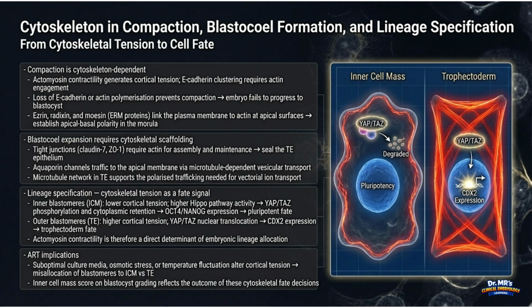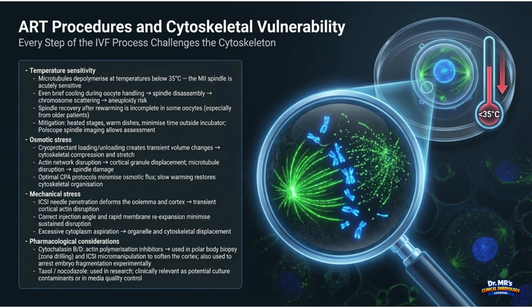A cell that is positioned on the inside, which was supposed to become ICM, gets osmotically swollen and stretched too tightly. It senses erroneously high tension, sends YAP to the nucleus, turns on CDX2, and accidentally differentiates into trophectoderm. You have fundamentally altered the lineage specification of the embryo just by altering the physical environment of the dish. That is a terrifying segue into our next vital topic, IVF procedures and cytoskeletal vulnerability.